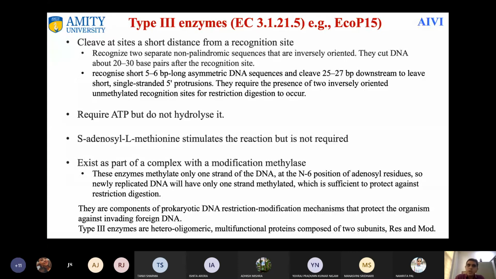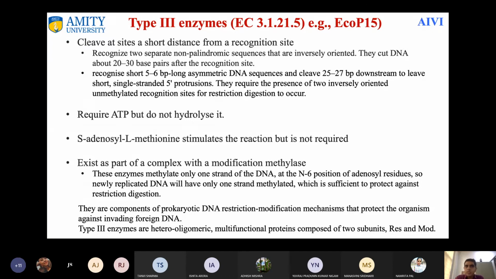They recognize two separate non-palindromic sequences that are inversely oriented. They cut DNA about 20 to 30 base pairs away. For type 1, it is 1000 base pairs away. Type 3, 20 to 30 base pairs away. So this is the one.